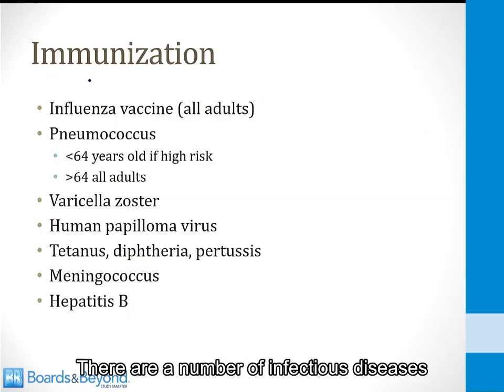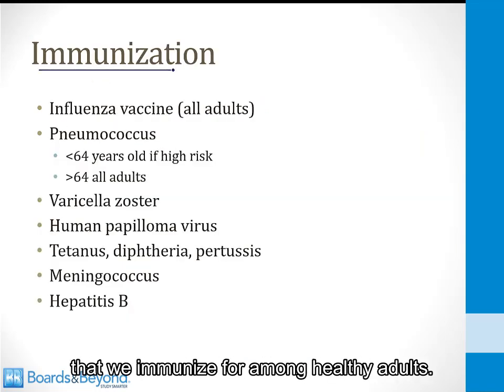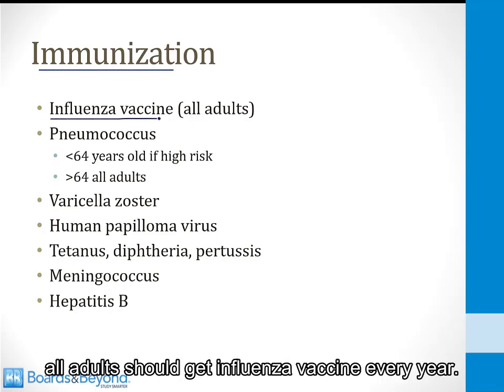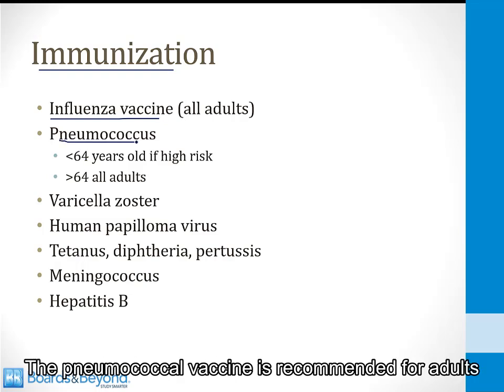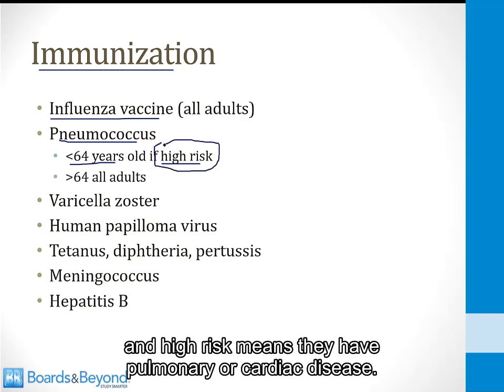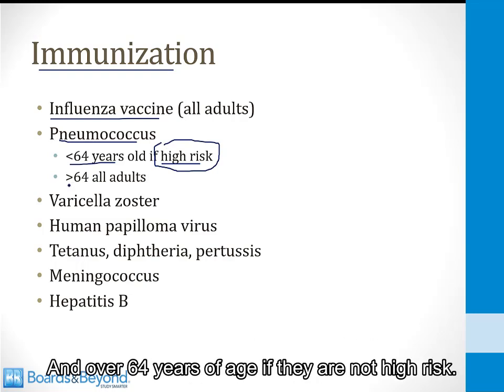There are a number of infectious diseases that we immunize for among healthy adults. First of all, adults should get influenza vaccine every year. The pneumococcal vaccine is recommended for adults under 64 years of age if they are high risk, and high risk means they have pulmonary or cardiac disease, and over 64 years of age if they are not high risk.